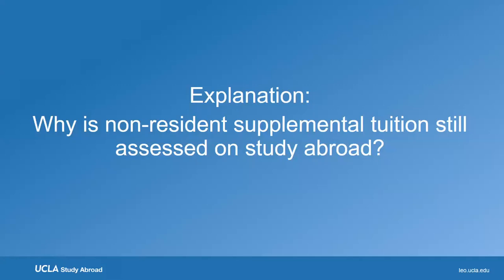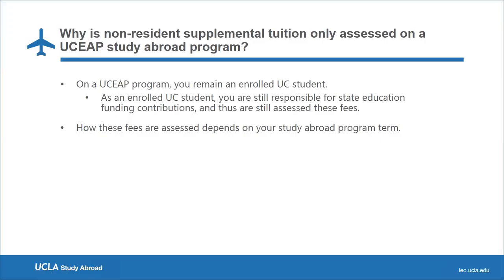So why are we still assessed these non-resident tuition fees if we are not at UCLA? Specifically, we are studying abroad. Well, to participate in UCEAP, you must be an enrolled UC student. Because you remain a UCLA student, even while you are abroad, you are still responsible for contributing to the state educational funding. This is why you are still assessed that non-resident tuition fee during an essential term away, even if you are not at UCLA, because you are still an enrolled UCLA student.